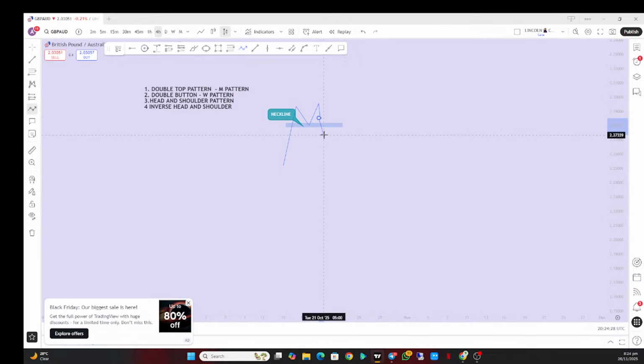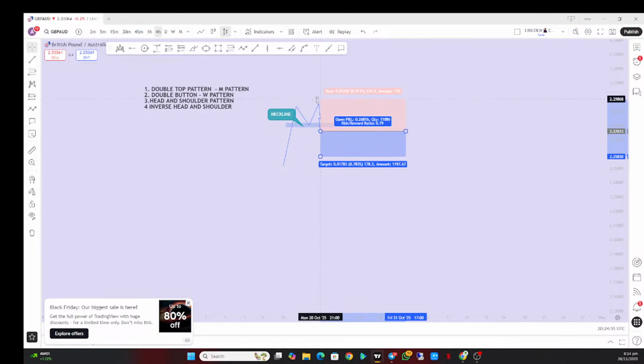One thing you need to understand is that you don't sell immediately price breaks the neckline. Candlestick closure matters a lot. So you wait for price to break and close below the neckline. If price is able to break and close below the neckline, that is when you take your sell position. You put your stop loss above your confirmation.